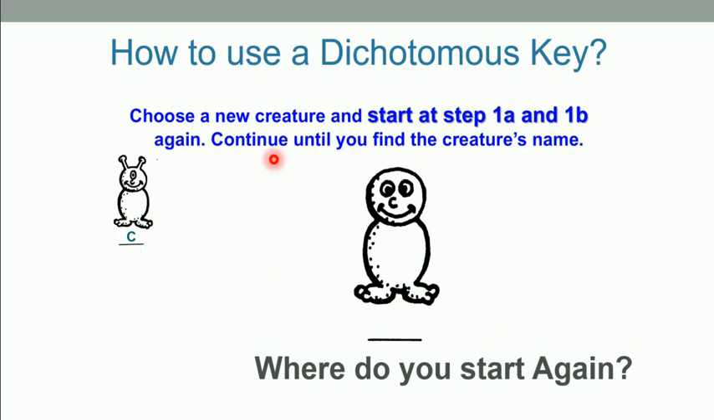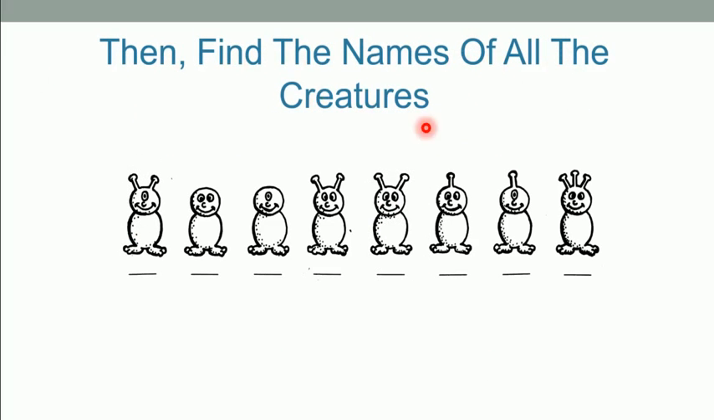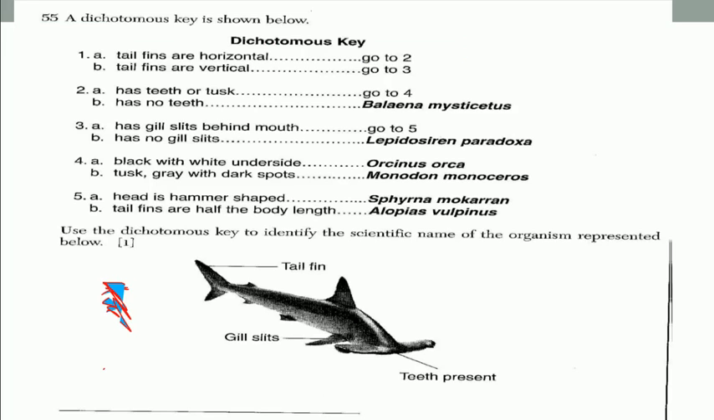Again we have to start again, choose another creature or organism and start from the first step. So look at couplet 1A and 1B and continue until you find the name of this creature, and keep on going until you find the names of all these organisms. Okay, so this dichotomous key is a very simple tool that can be used for the identification of unknown organisms. Okay, another dichotomous key is mentioned here to identify a fish.